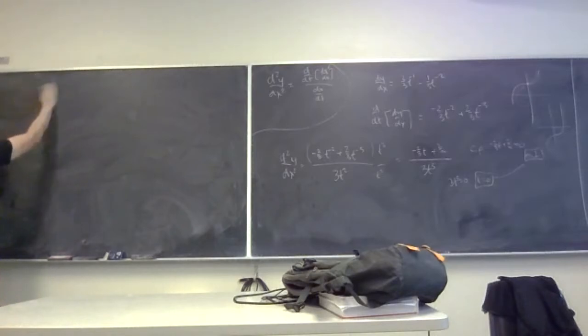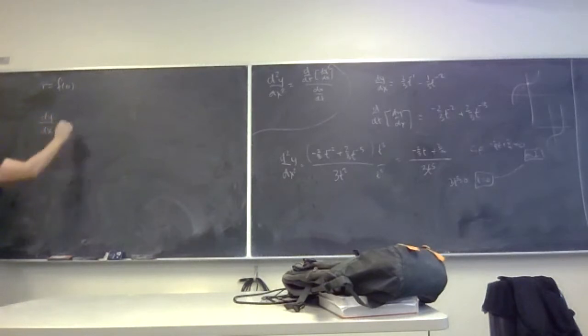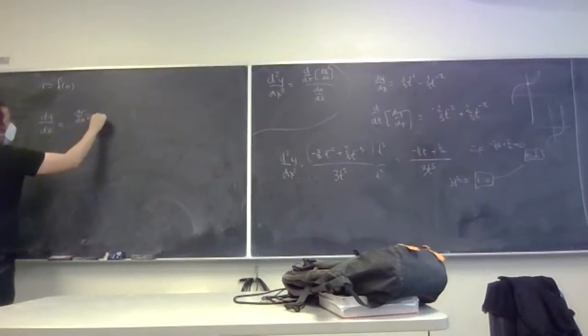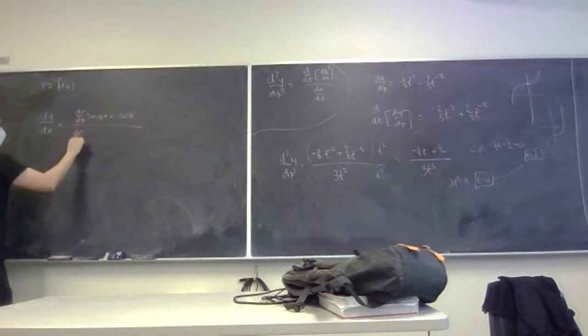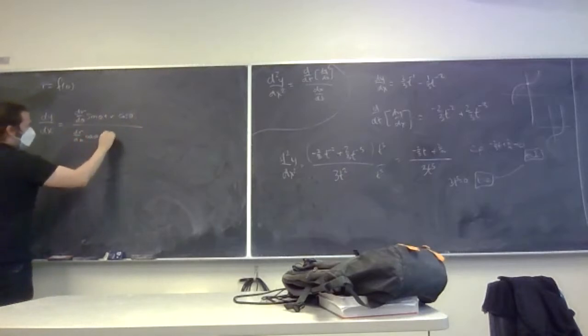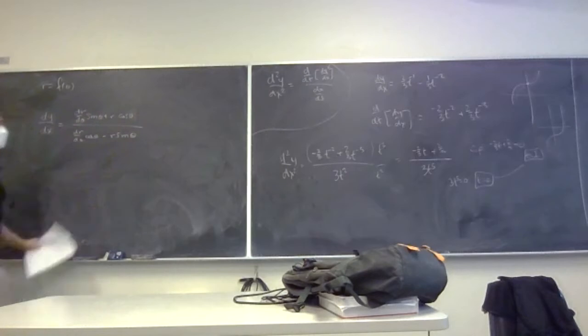So polar derivatives. If you have r is equal to f of theta, so a polar function, you can calculate the Cartesian derivative with dr d theta sine theta plus r cosine theta divided by dr d theta cosine theta minus r sine theta. It's not hard to derive this, but why are you going to spend your time doing that?